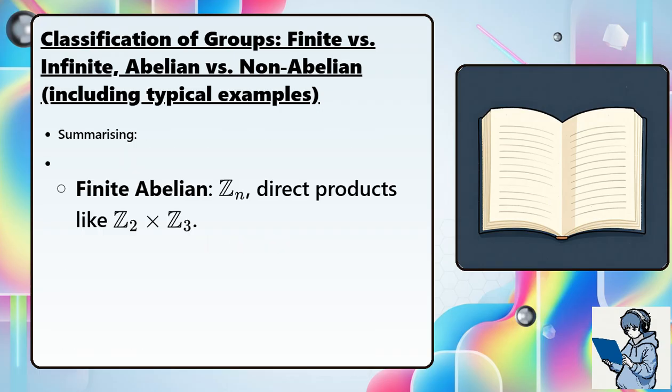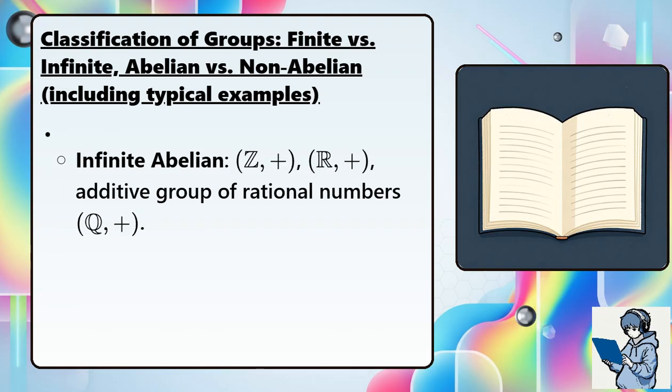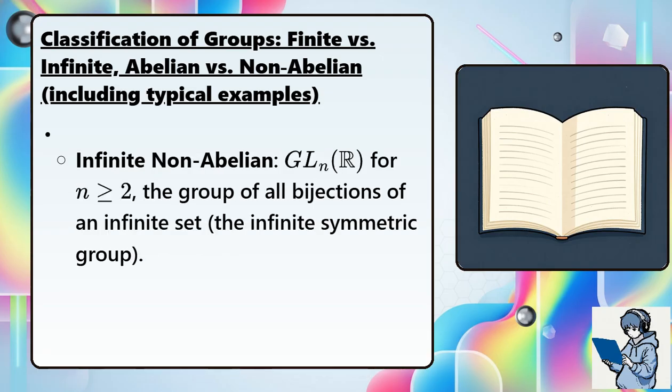Summarizing. Finite abelian: Z_n, direct products like Z_2 times Z_3. Finite non-abelian: dihedral groups D_n for n greater than or equal to 3, permutation groups S_n for n greater than or equal to 3. Infinite abelian: (Z, +), (R, +), the additive group of rational numbers (Q, +). Infinite non-abelian: GL_n(R) for n greater than or equal to 2, the group of all bijections of an infinite set, the infinite symmetric group.